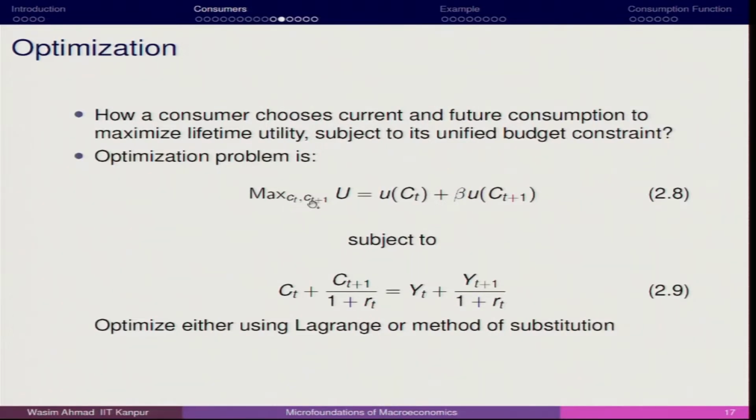So, for that we have max over c_t, c_{t+1} of u(c_t) plus beta u(c_{t+1}), subject to the budget constraint c_t plus c_{t+1} upon (1 plus r_t) is equal to y_t plus y_{t+1} upon (1 plus r_t). Here you can use either method: you can use the Lagrange multiplier, or the method of substitution, which means you solve for c_{t+1}, substitute, and then go for direct differentiation, or apply the Lagrange multiplier and go for partial differentiation. So, it is all possible here. Let us work it out.